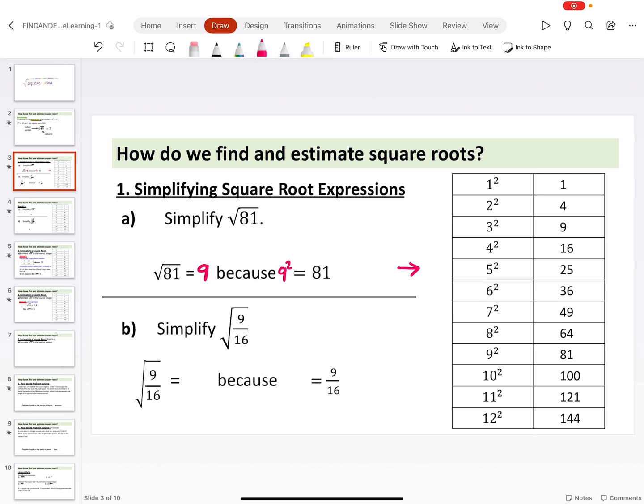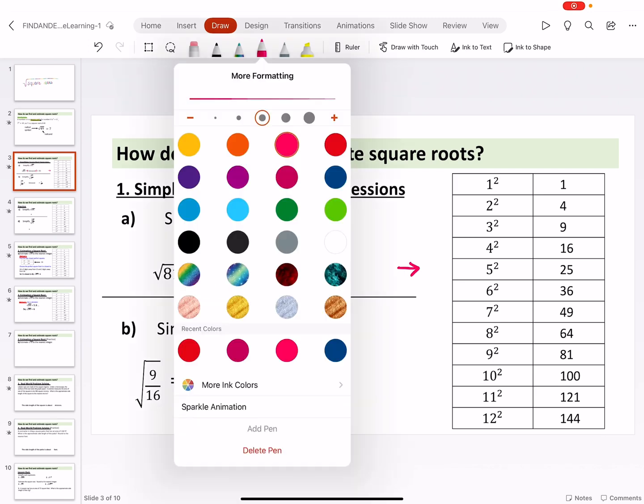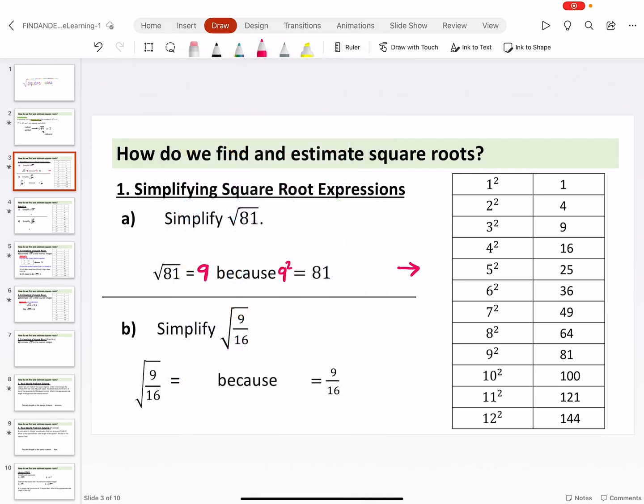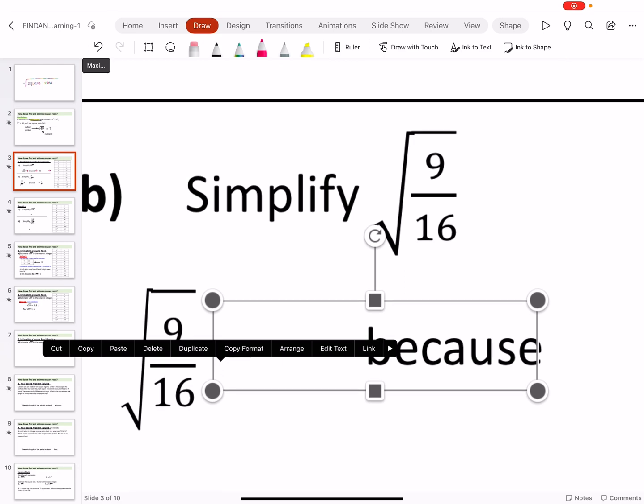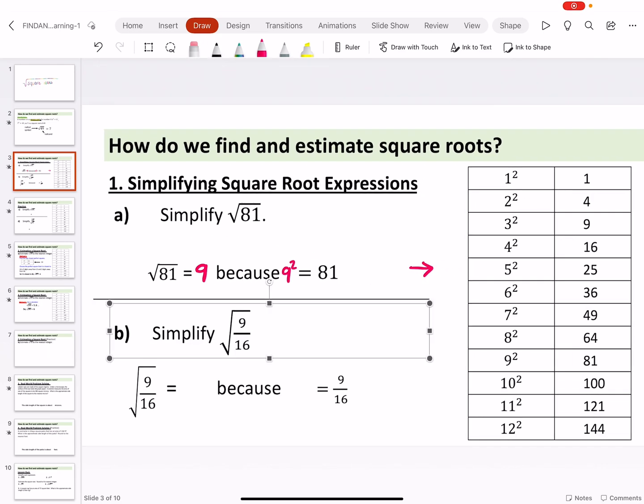Simplifying the square root of 9 over 16. When you have a fraction under a square root, don't let it intimidate you. Think about the numbers individually. So we all know what the square root of 9 is. If you're not sure, reference this little chart and you'll be able to find it right here.